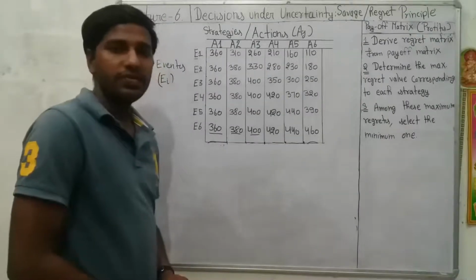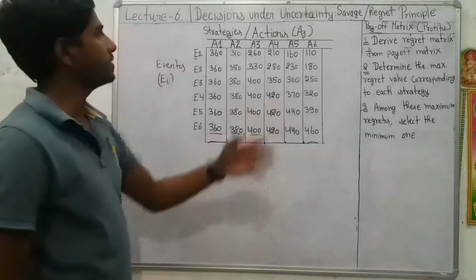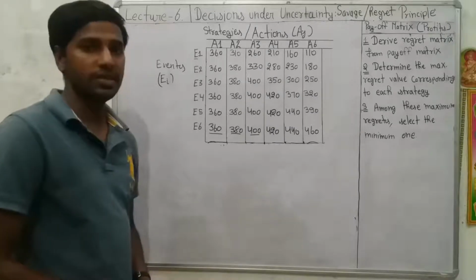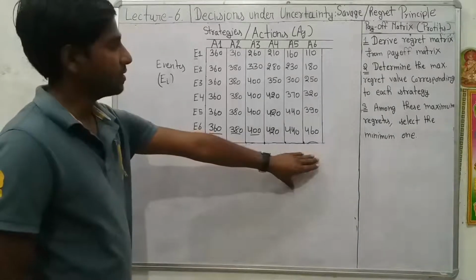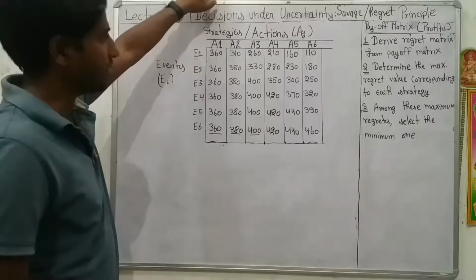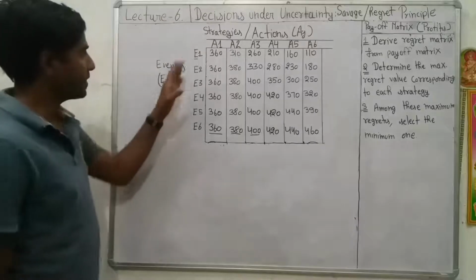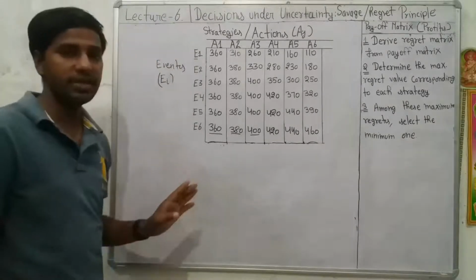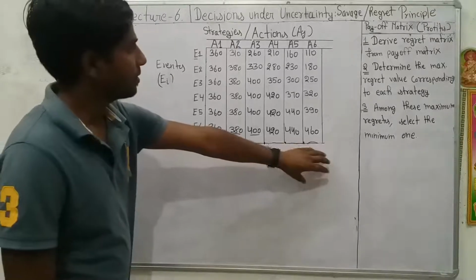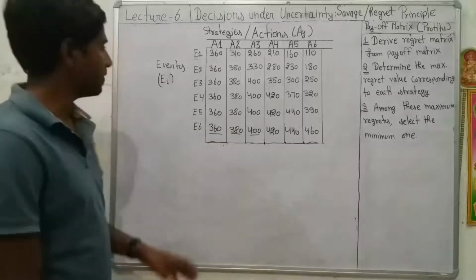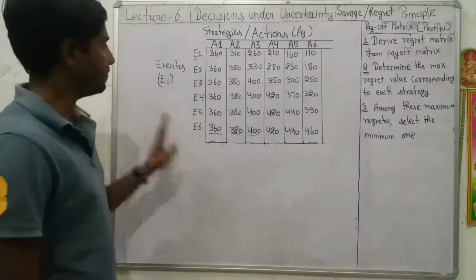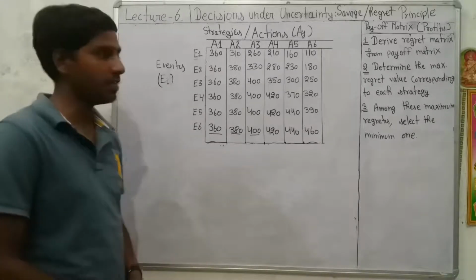Hello everyone. In this video, we are going to study the Savage principle of making decisions under conditions of uncertainty. We have an illustration in which there are 6 possible actions that can be taken by a company or by an individual, and there are 6 possible future events that might take place in future. And as we are studying the situation of uncertainty, it means we don't know the probabilities of these events or the likelihood with which they can happen. So we have no information about that.